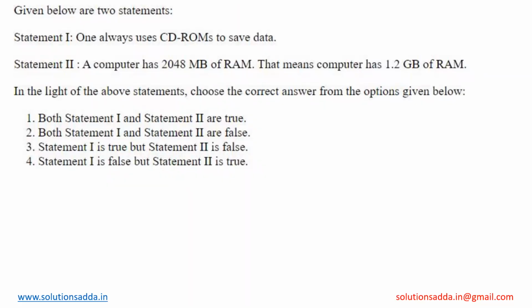Hello everyone, this is question number 33. Given below are two statements, statement 1 and statement 2. Statement 1 says, one always uses CD-ROM to save data. As we all know, there are two kinds of memory in a computer, ROM and RAM. ROM stands for read-only memory. Its name itself says that this memory is only for reading purposes, in which we can only read the content of the memory.